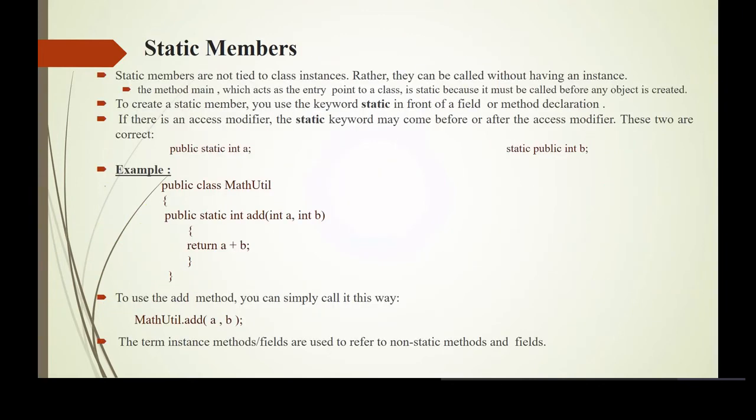Now static members. When you identify any variable or any method as static, that means this variable or method is attached to the class, is tied with the class. And there's always a main function. The main function is always static. That means this main function is tied to the class. You can also have a variable as static. You can have a method as static. It is up to you.